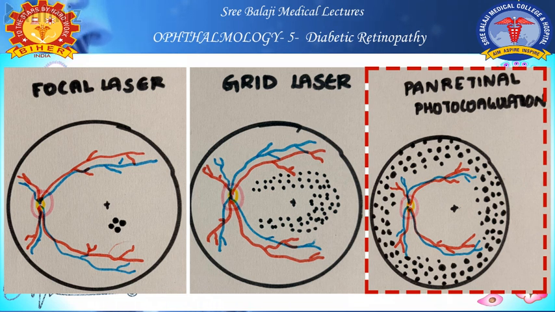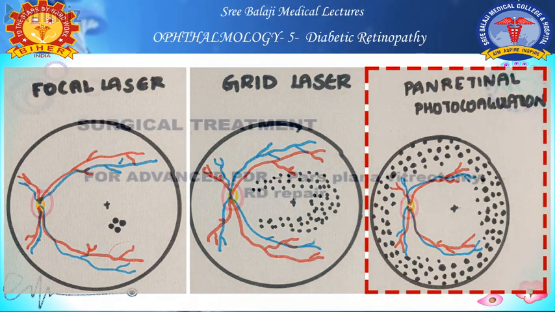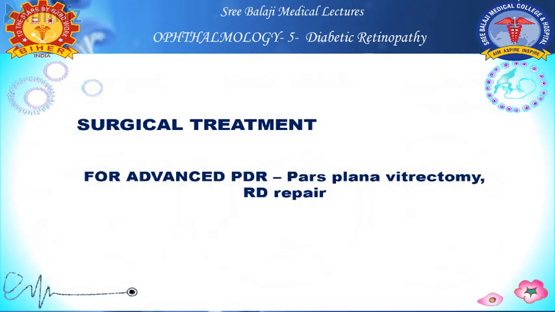Surgical treatment is the final method of treatment, and this is done only in advanced cases, especially advanced proliferative diabetic retinopathy. So what are the modalities of surgeries that can be done? First is vitrectomy, a pars plana vitrectomy. This is done for any persistent recurrent vitreous hemorrhage. If there is any retinal detachment, then retinal detachment repair procedures are done.